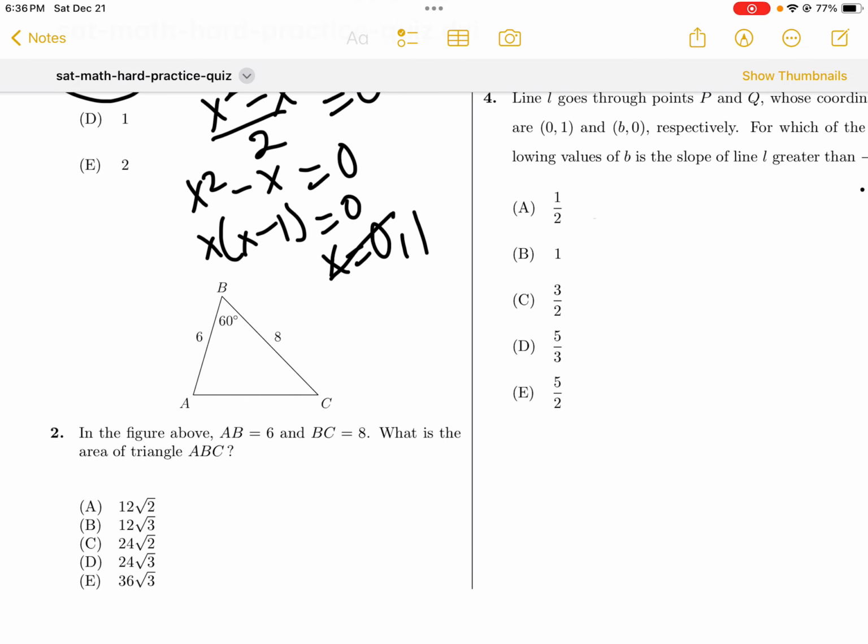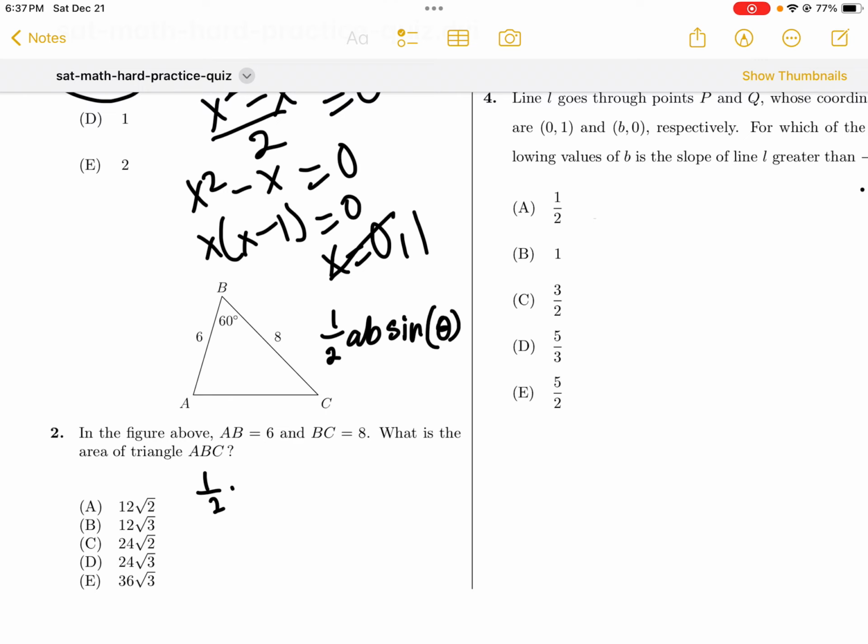Now in the figure above, AB equals 6 and BC equals 8. What's the area of triangle ABC? Now there's a very niche formula to find the area of a triangle given two sides and the angle between them. In this case, we have two sides, 6 and 8, and we have the angle between them, which is 60 degrees. And that formula is 1/2 ab sine of theta. Theta is the angle between the two.